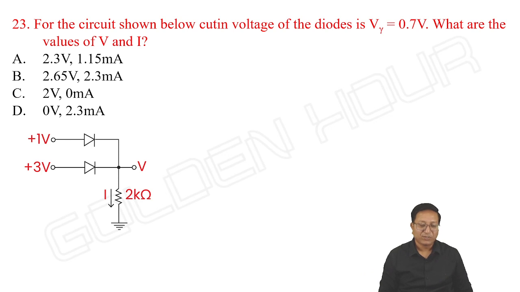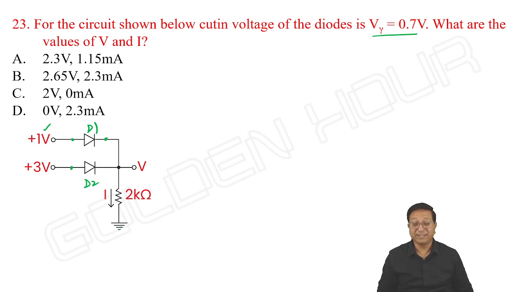Next, see this problem. For the circuit shown below, the cut-in voltage of diodes is V gamma equal to 0.7 volts. What are the values of V and I? If you look at this question, what is happening? The anode of D1 is connected to 1 volt and its cathode is connected to ground. It looks like diode D1 is on. And look at diode D2. Its anode is going to 3 volts and its cathode is going towards ground. It looks like D2 is also on. It looks like both D1 and D2 are conducting.